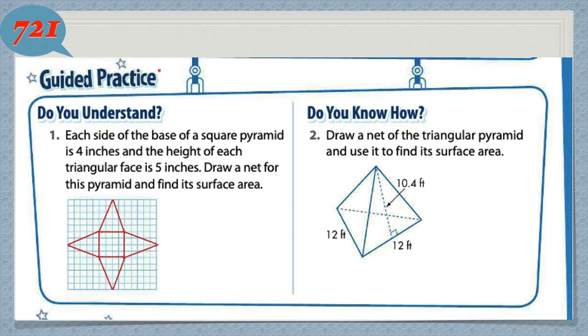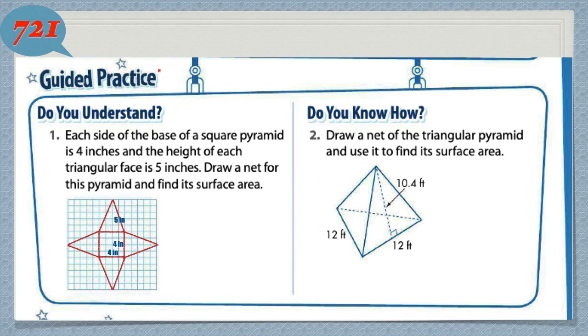Okay, so the square measures 4 inches. And of course, all of the sides of that square are 4 inches. And the height of each triangular face is 5 inches. Okay, now how are we going to find the surface area of this square pyramid?